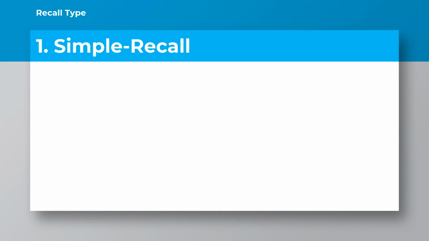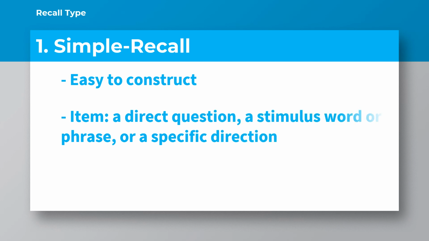The simple recall is the first type of recall. This is one of the easiest to construct among the objective types, where the item appears as a direct question, a stimulus word or phrase, or a specific direction. The response is usually short.